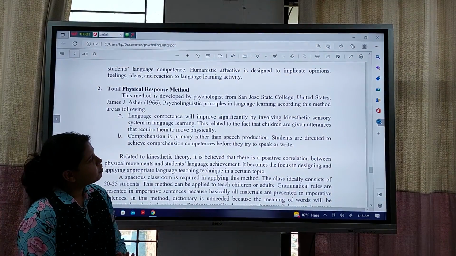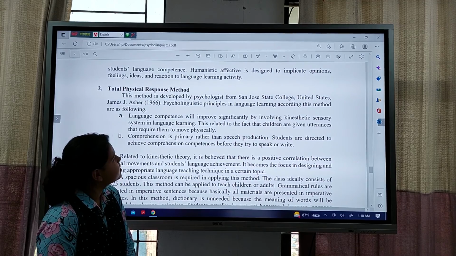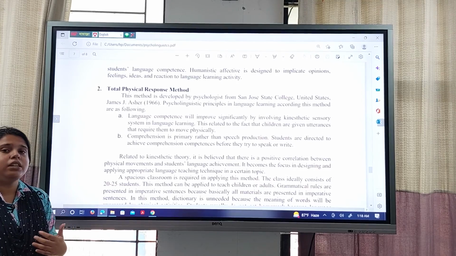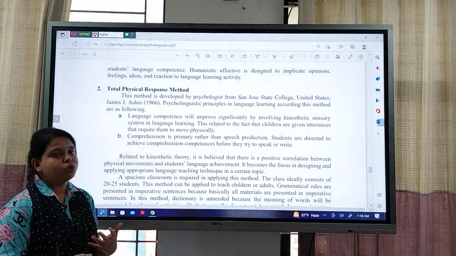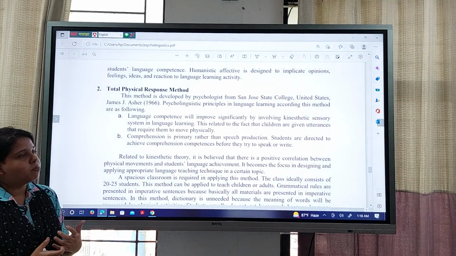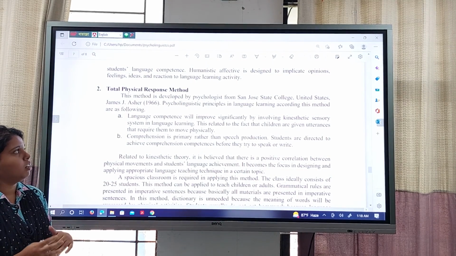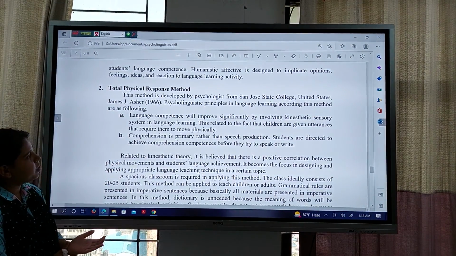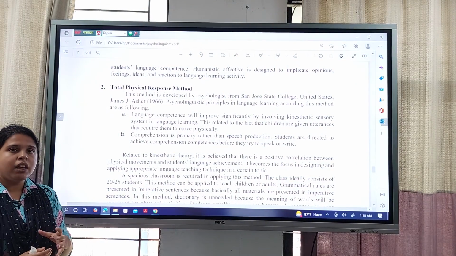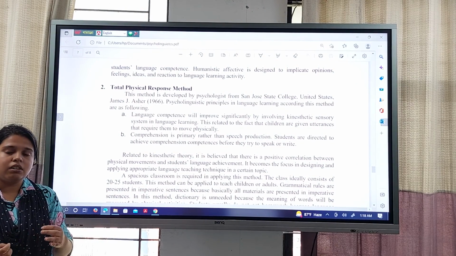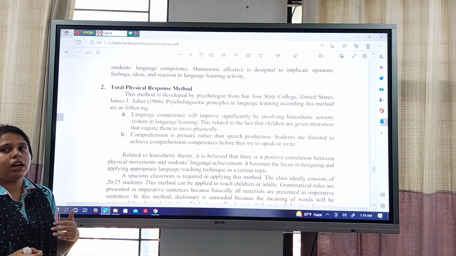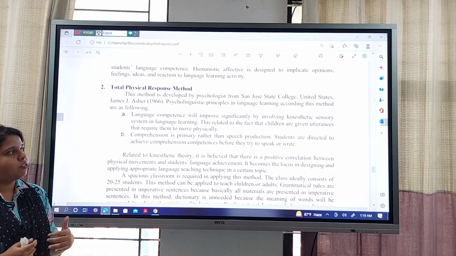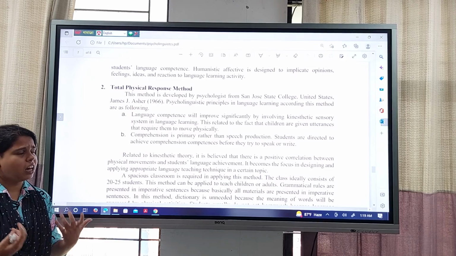Language competence will improve significantly by involving the kinesthetic sensory system in language learning, which means the language will be acquired by physical movement. This is related to the fact that children are given utterances that require them to move physically. That means if any lessons or speeches are delivered to the students, they feel bored and do not acquire so smoothly.